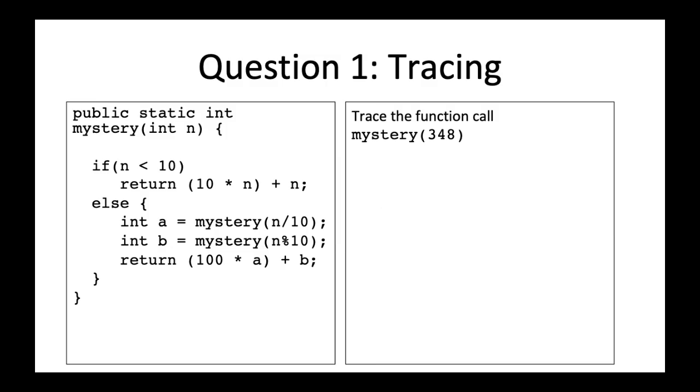So, the first question we're going to look at is a tracing question. Take a look at this piece of code. We have our anchor case here, and then our method is called twice. Now pay attention to this sort of thing and take note of how the code behaves. So what would happen if we called mystery 348?